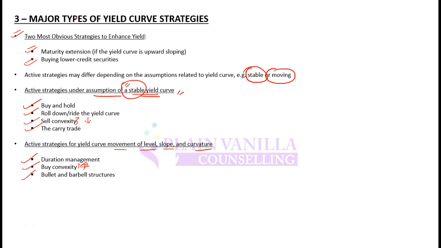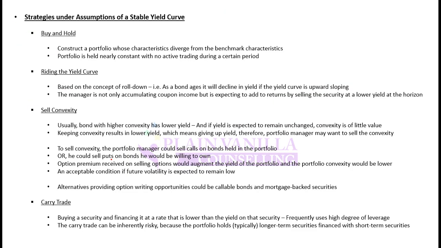So we divided the strategies into two broad categories: strategies assuming a stable yield curve and strategies assuming change in yield curve, or movement in yield curve. Now we'll discuss those strategies in detail, starting with the strategies under the assumption of a stable yield curve.